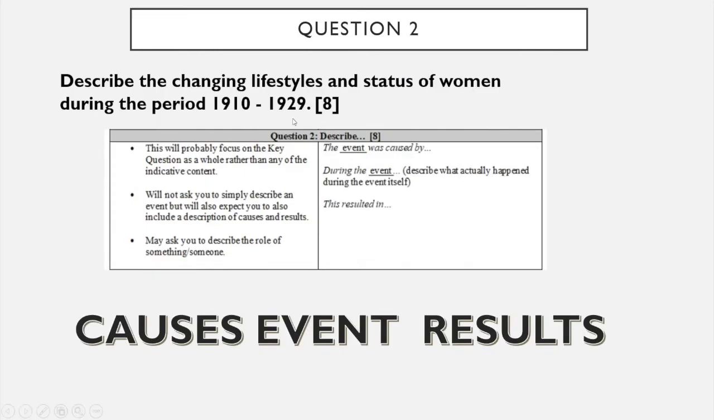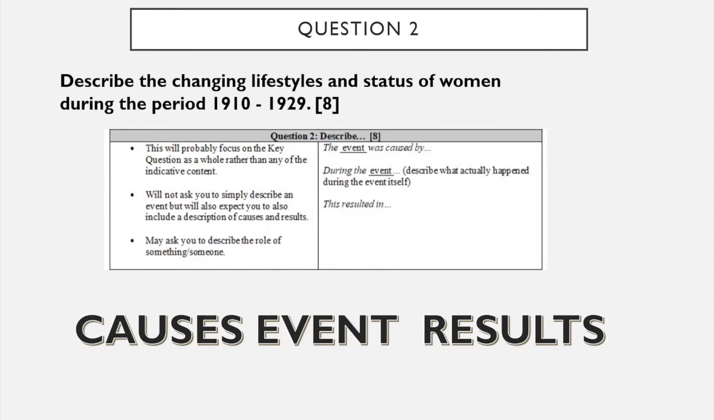Question 2. Describe the change in lifestyles and status of women during the period 1910 to 1929. Easiest question on all of the papers that you will sit. This could be about any key question, and quite often it's going to be about a whole key question. So this one, women, for instance, as you know, is key question 7. It's a whole key question. Okay. Three important elements to it are the causes, the events, and the results.